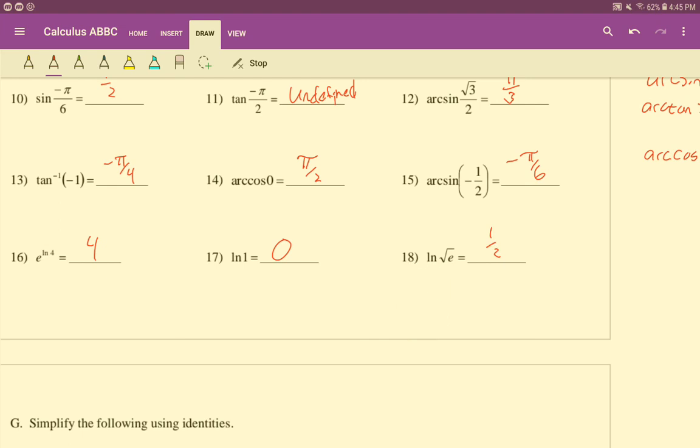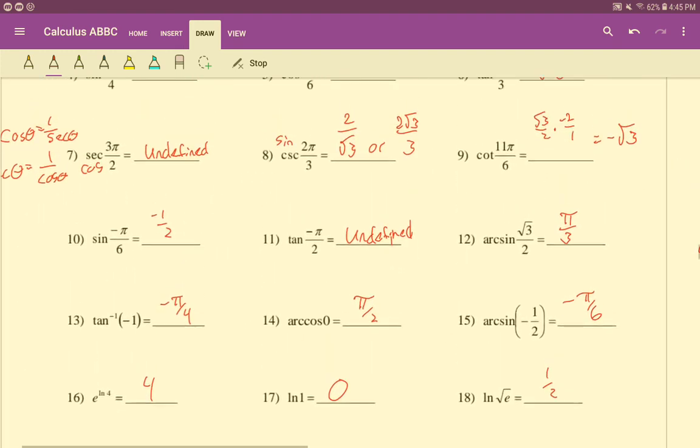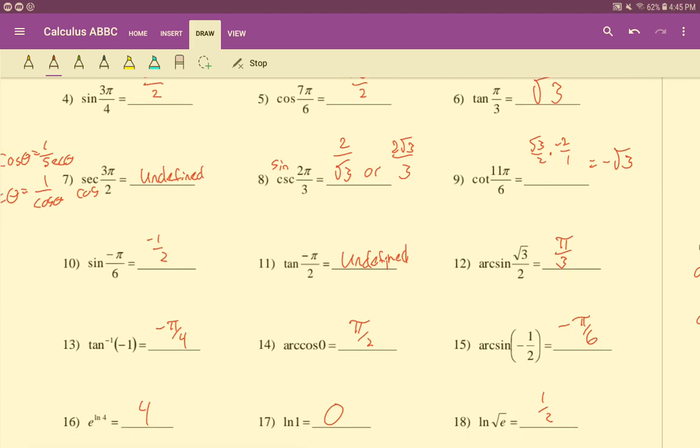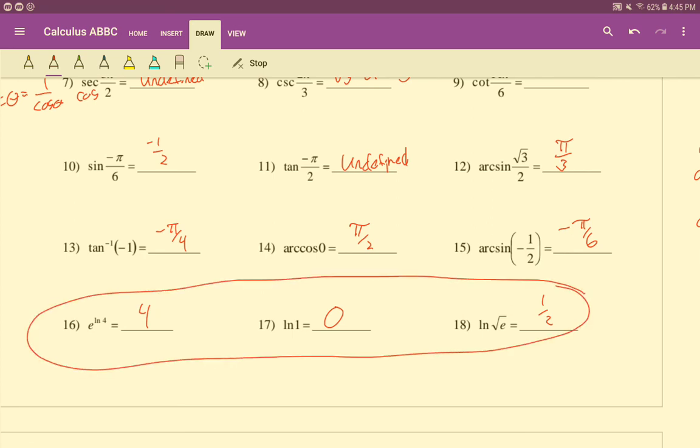Okay, so we will look more at this, but please, if you have questions on any of this stuff, reach out to your teacher, because it is going to be super important that you are familiar and comfortable with these trig functions. And later on, it'll be also important that you're familiar and comfortable with these logarithm things too.